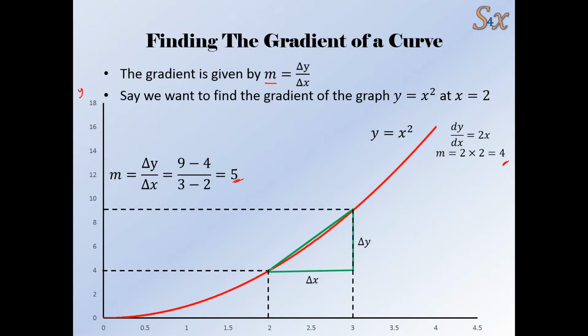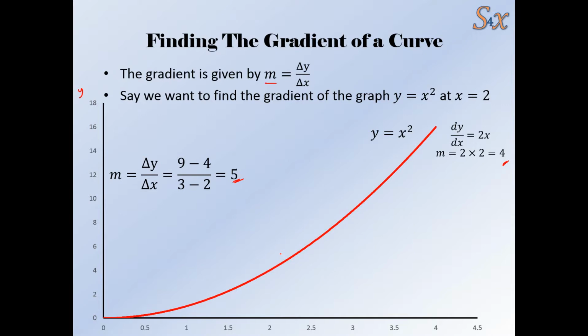Well, we wanted the gradient at 2. Actually, what we've worked out is kind of like the average gradient between 2 and 3. You can see by the fact that this green line doesn't exactly follow the red curve that it's just an estimation, because we've assumed this curve is a straight line in that region. It's not really. So we found a slightly higher gradient than what it actually should be. How could we get a better estimate?